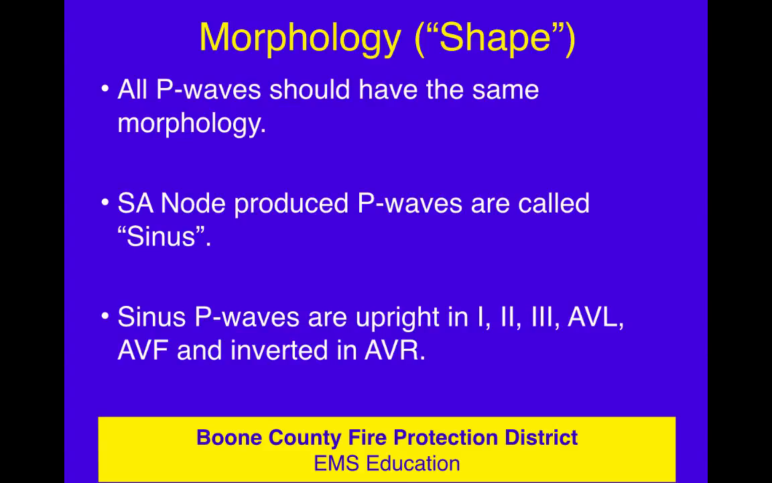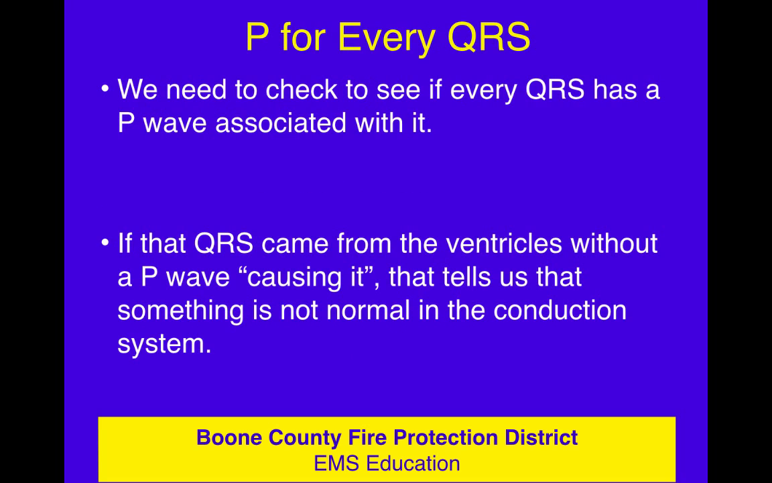Sinus P waves should be mostly upright in lead 1, lead 2, lead 3, lead AVL, AVF, but inverted in AVR. So on the left side of the 12 lead, the limb lead side of the 12 lead, with the exception of AVR, the sinus P waves are upright, and sinus P waves should be inverted in AVR.